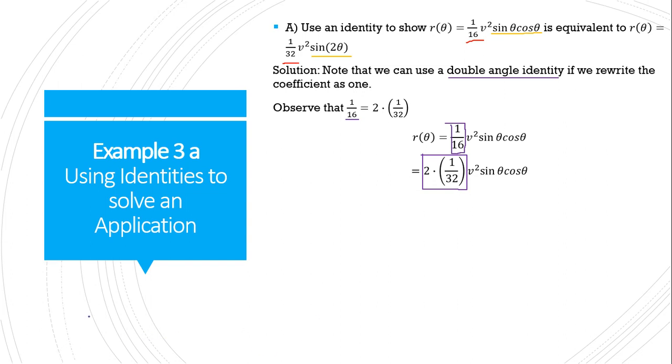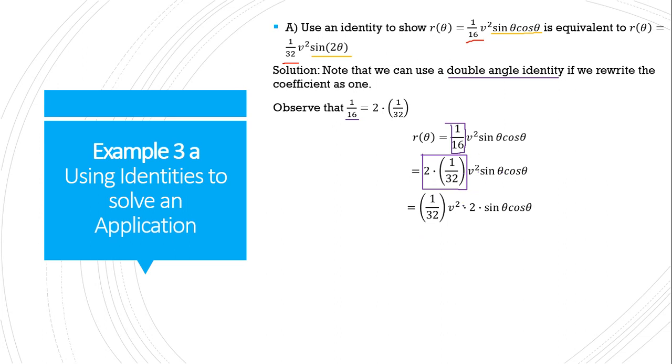So now that we're here, I can rewrite this. This is 2 times 1 over 32 times v squared times sine times cosine. I can move things around. The associative property of multiplication says that it doesn't matter the order. 1 times 2 times 3 is 6. And it doesn't matter if I did 2 times 3 times 1, 2 times 1 times 3, 1 times 2 times 3, 3 times 2 times 1.